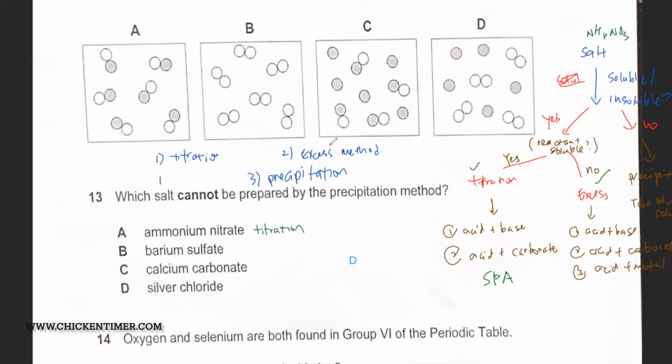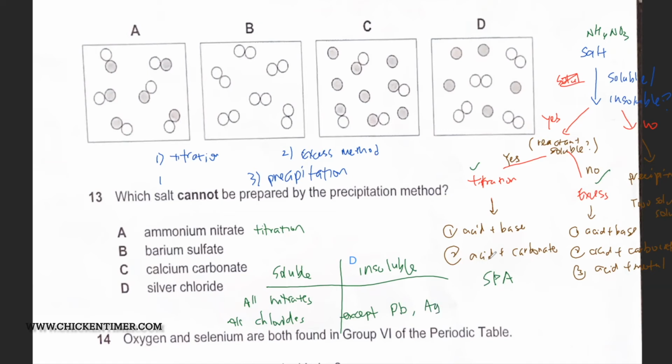B, barium sulfate. Is barium sulfate soluble or insoluble? Then we have to go to the solubility table. Solubility of salts is like this. All soluble and insoluble, we have this table. All nitrates are soluble. Then all chlorides are soluble except for lead and silver. Silver chloride is insoluble. So they say precipitation. I think I read the question wrong, maybe.